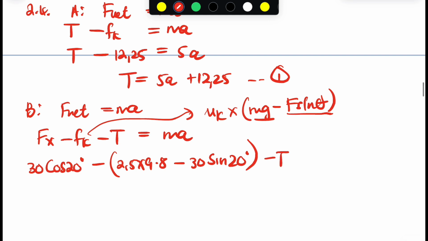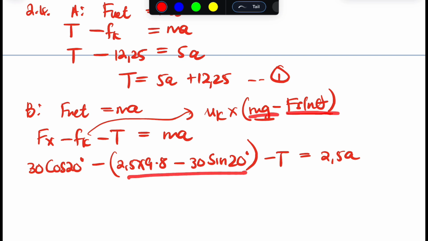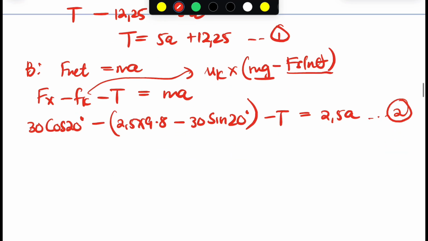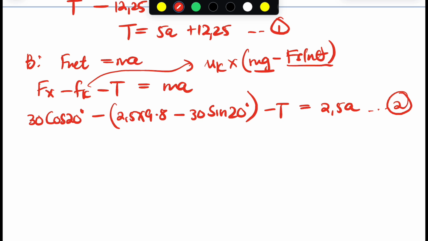And then we have a tension there. The tension is equal to 2.5a. Right, let me show you again. This is Fx, 30 cos 20, and the Fk is mg. Since it's pulled at an angle, it's going to be mg minus F sine theta. This is the one. And then minus T. We don't have T in that case. So we can just leave that as equation 2, or you can just punch this in the calculator.